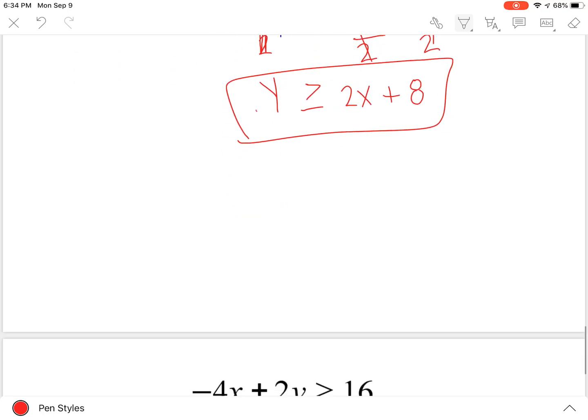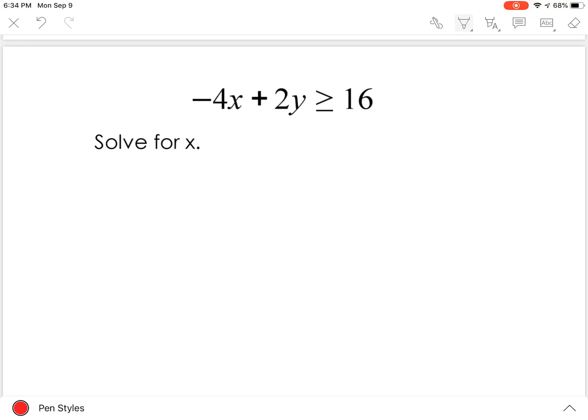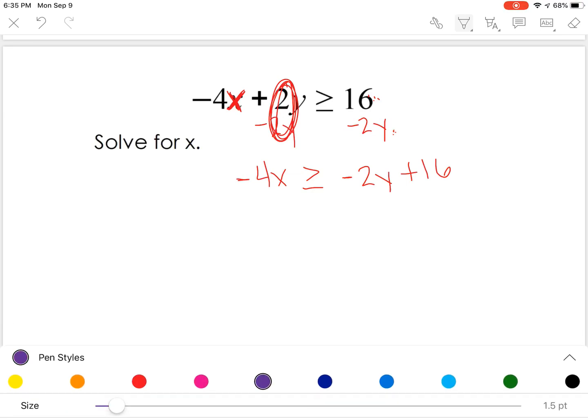Now we're going to look at this problem again, but we are going to solve for x instead. Let's see how it changes when we try to solve for x. I'm going to start off by moving my 2y this time. Subtract my 2y. So 2y minus 2y eliminates to 0. We end up with negative 4x is greater than or equal to 16 and negative 2y. We can't combine them at all, so we just leave them as is. So we have negative 4x is greater than or equal to negative 2y plus 16.